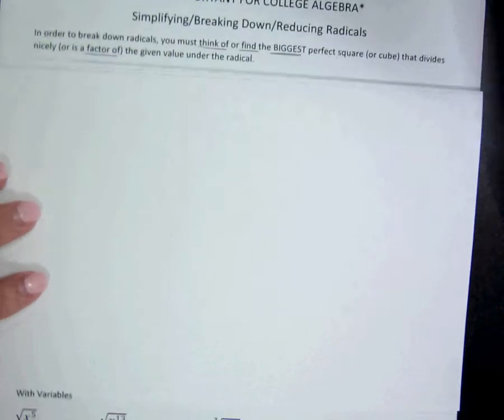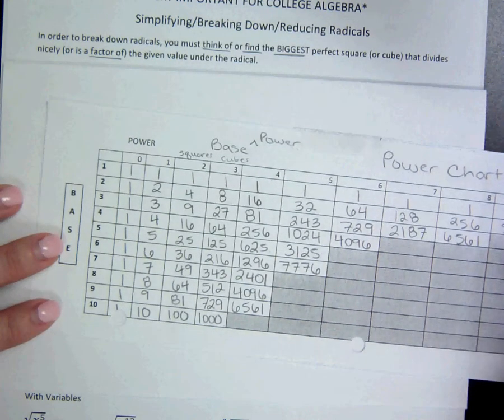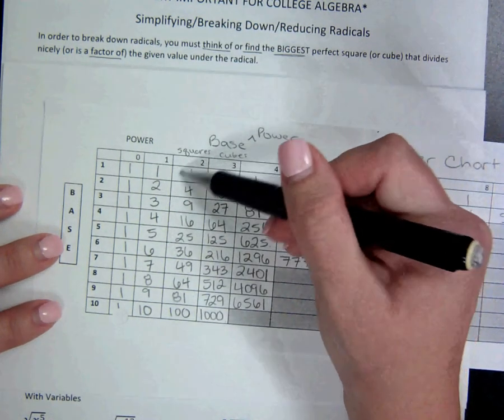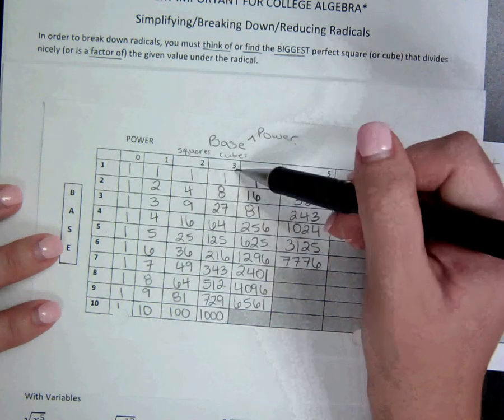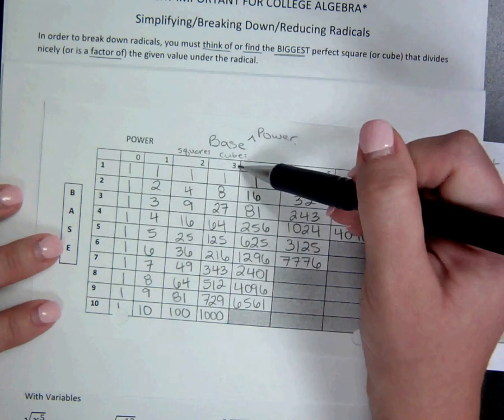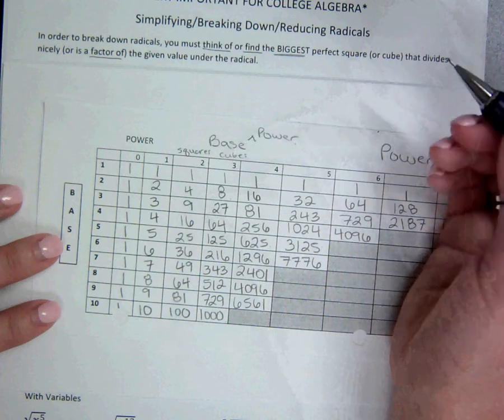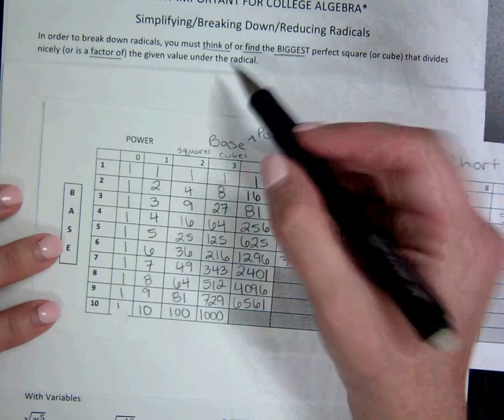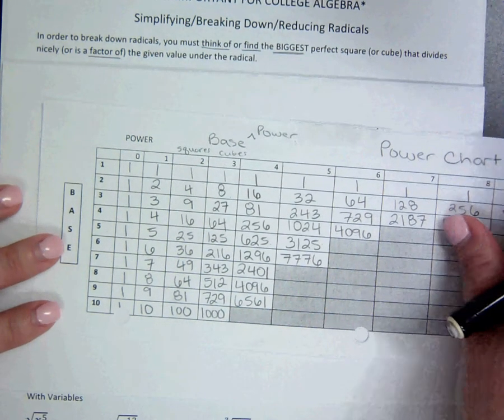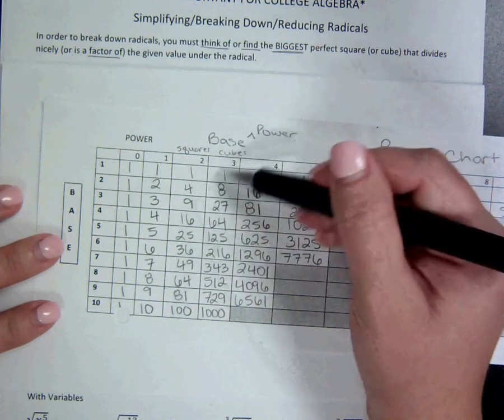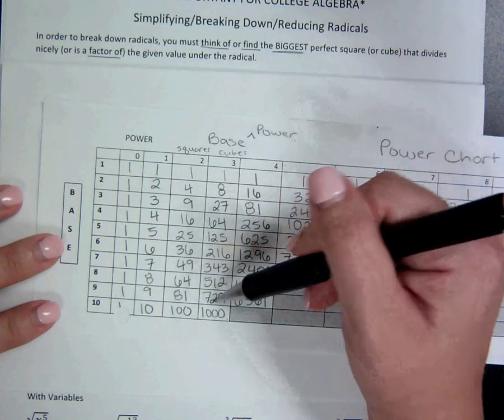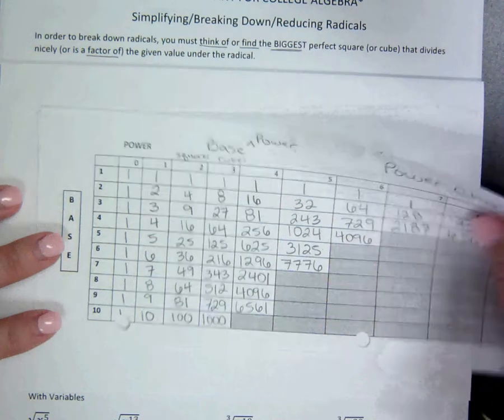So we're going to rely very heavily on our power chart for this. We're trying to think of the biggest perfect square or the biggest perfect cube that divides nicely or makes it a factor of the number under the radical. Very important to either know these numbers by heart or have this handy to help you with this concept.